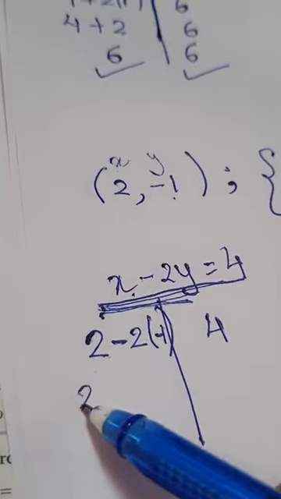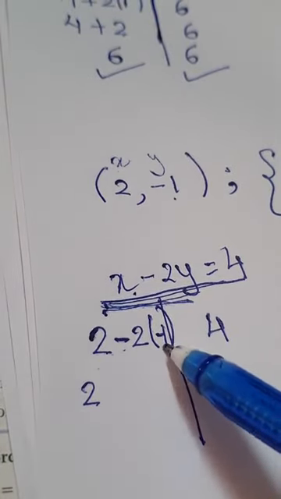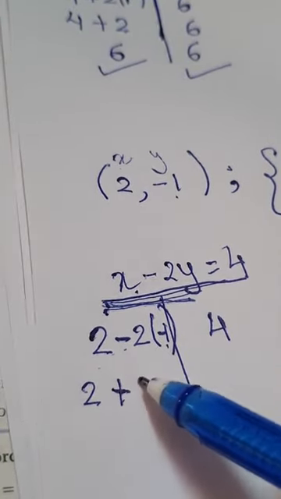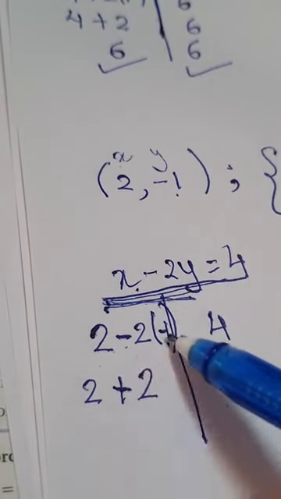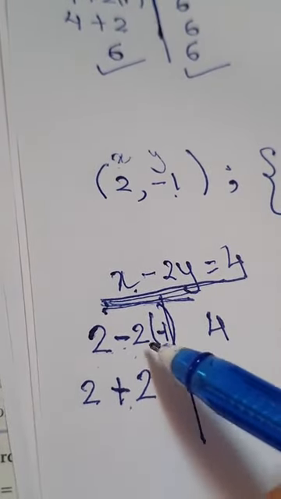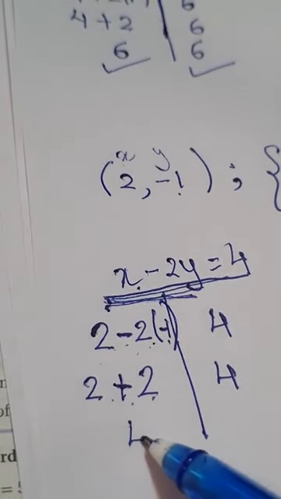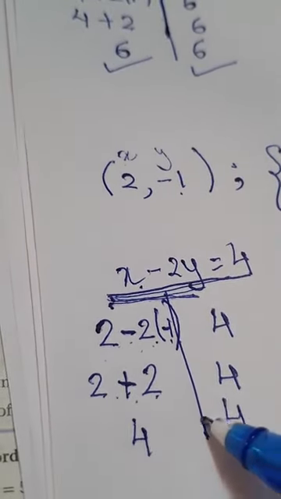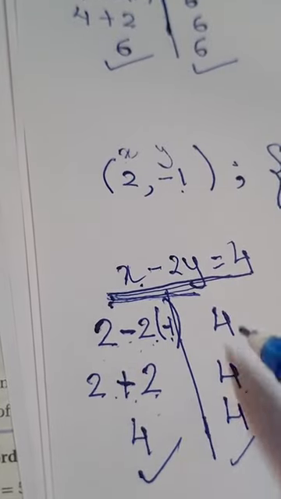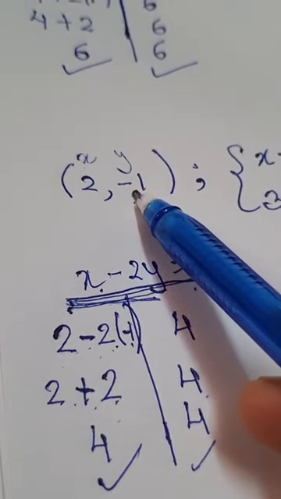Okay, so 2 minus 2 multiplied by minus 1 is going to give you plus 2. Right, when you multiply two negative numbers, it's going to be a plus. So 2 ones are 2. So this side should always be 4. 2 plus 2 is 4. So this side is also 4. Which means for this equation, yes, this is an ordered pair.